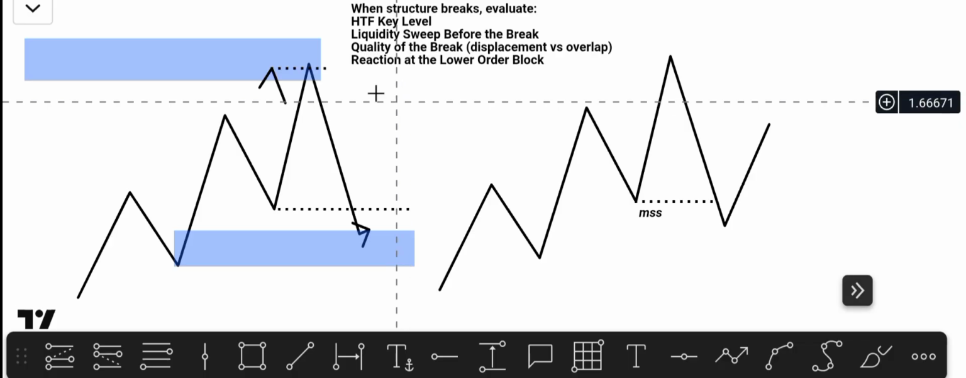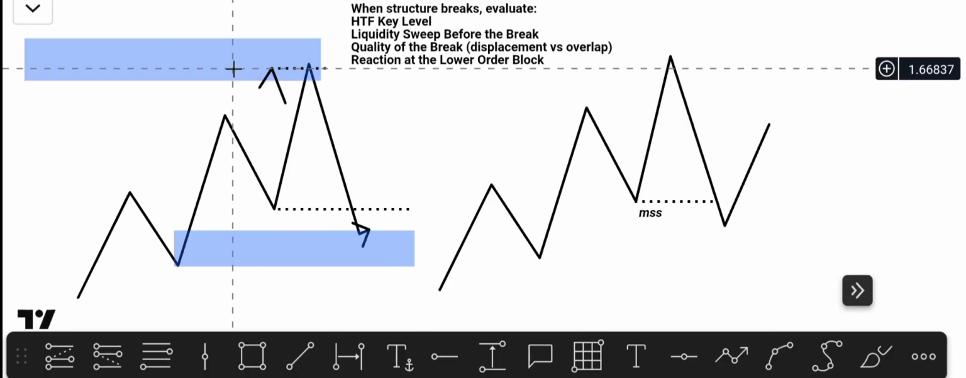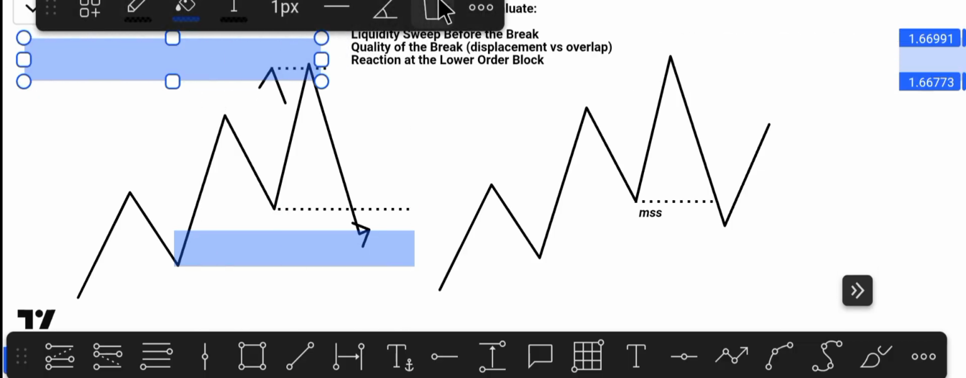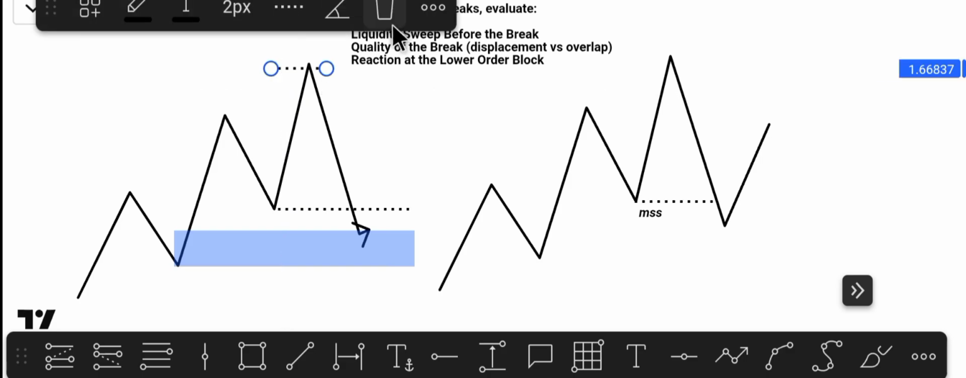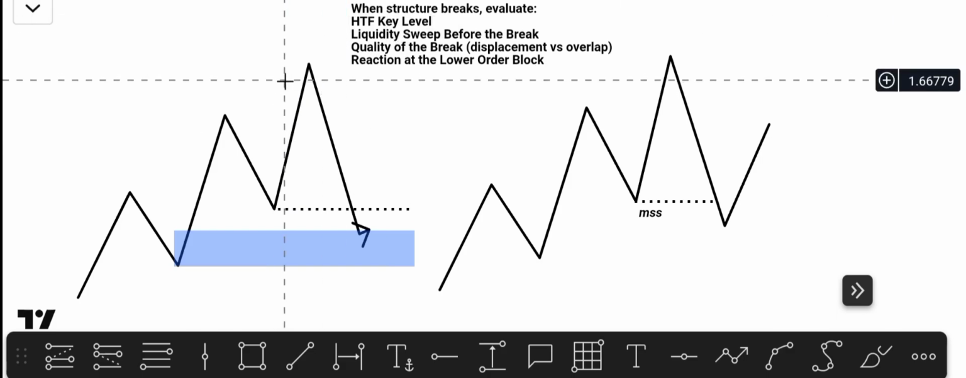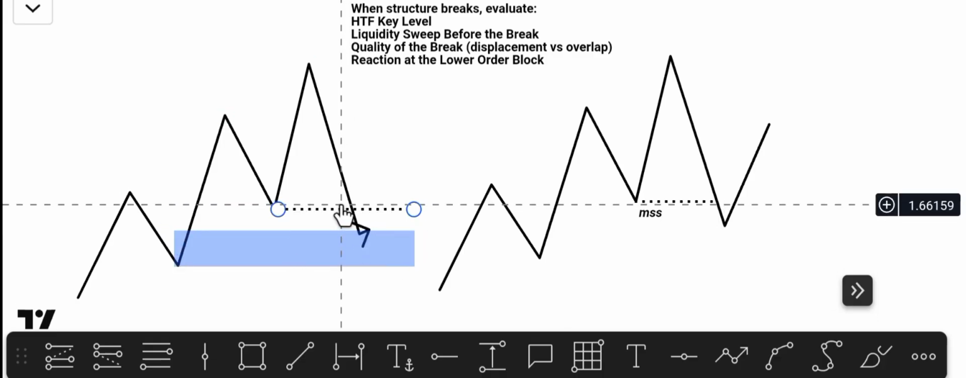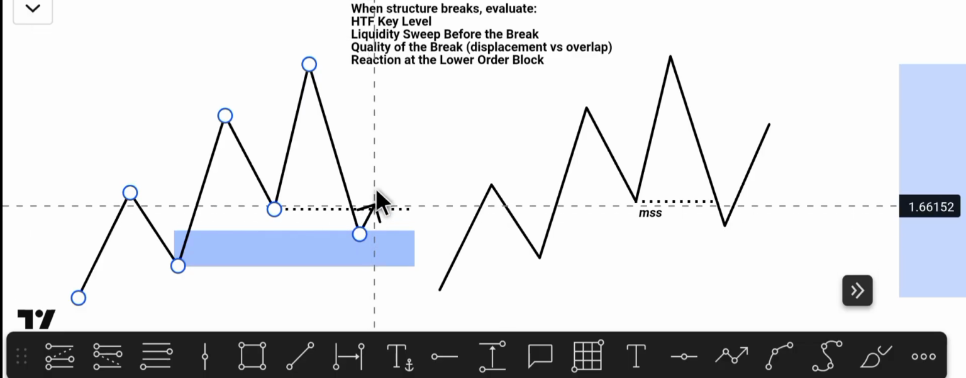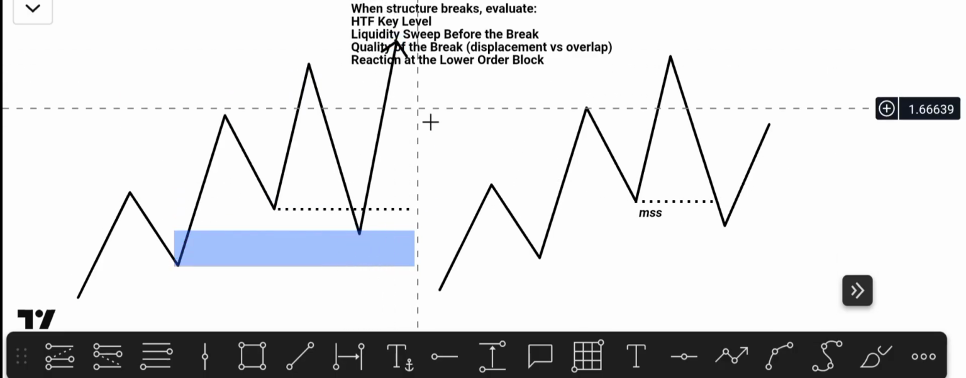For an inducement scenario, ideally you don't want to see price trading into a key level before this retracement. You don't want to see that price swept liquidity, and you want to see that this break of structure is slow and not violent. And lastly, you want to see that price is showing good reaction off of this down order block. So this is the criteria for an inducement.